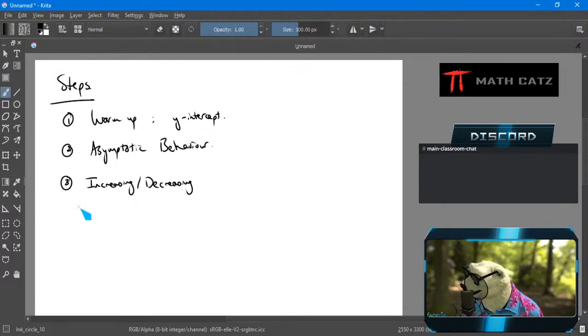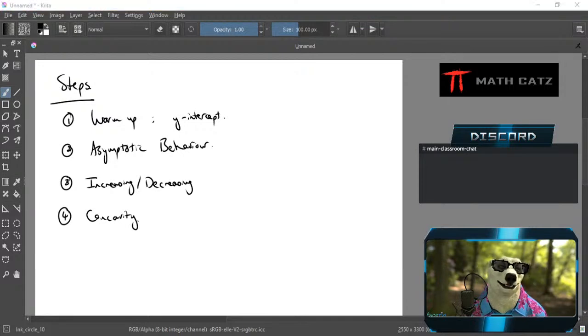So for step 3, we analyze the derivative, see where the function is going up, where it's going down, critical points, and so on. Then we looked at concavity, analyzing the second derivative. How is the graph bending? Where is it bending up? Where is it bending down? And so on.